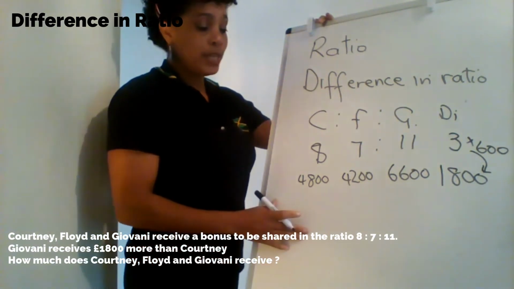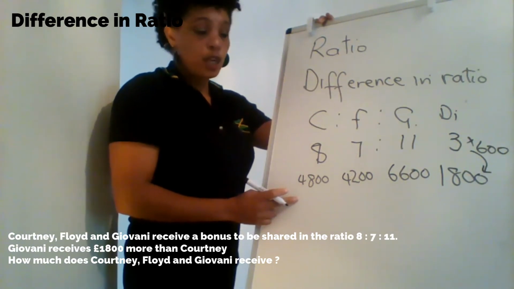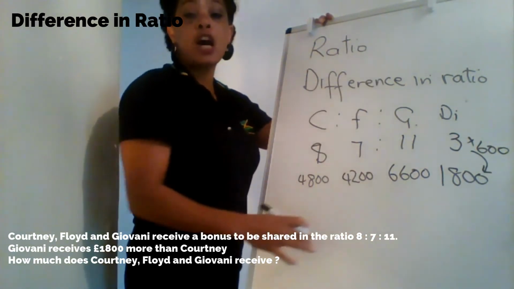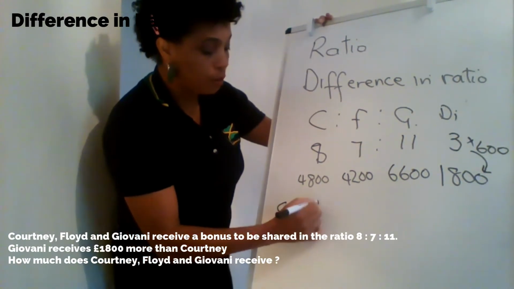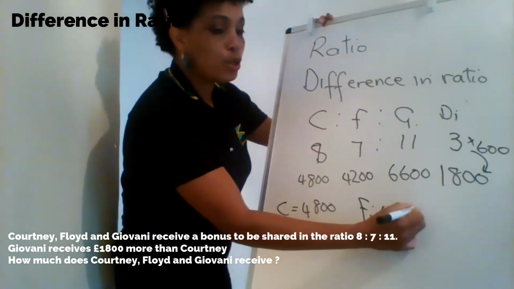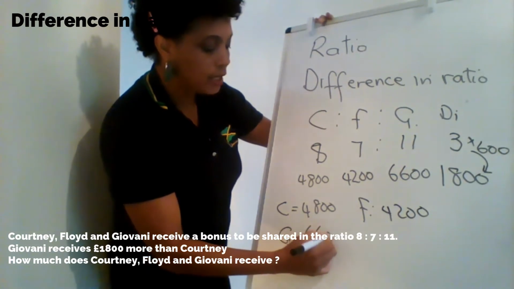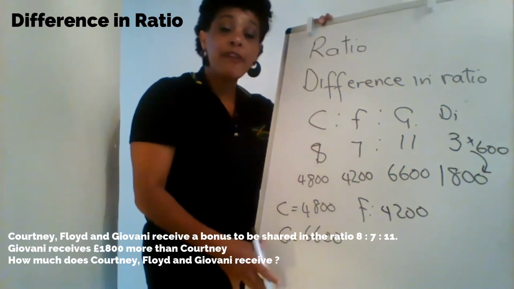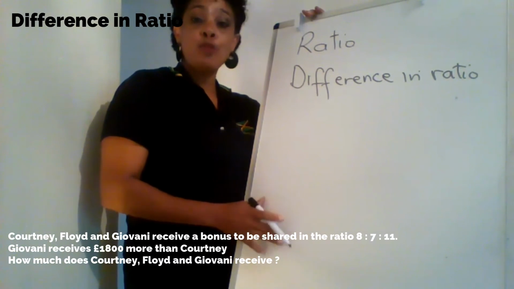Now, if you notice, this is 1,800 more than this. The question was, how much did Courtney, Floyd, and Giovanni each get? So the answer is Courtney got 4,800, Floyd got 4,200, and Giovanni got 6,600. So just putting it in a table will help you to see what is going on more clearly. Now let's look at one more question.